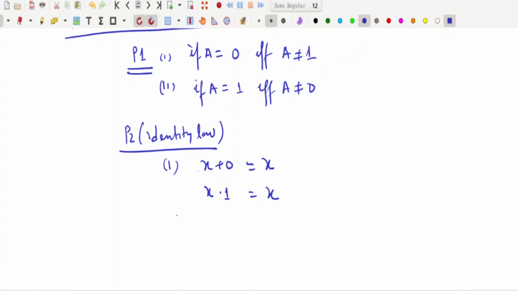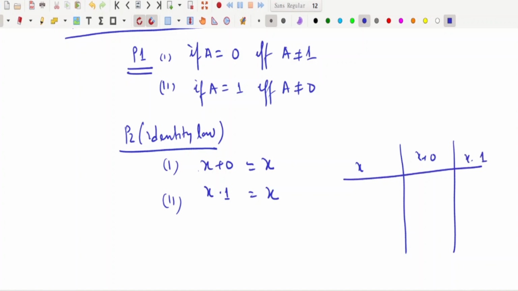When we add 0 with any Boolean variable, the result is that Boolean variable, and when we multiply 1 with any Boolean variable, the result is the same Boolean variable. We can also prove it by a truth table. What is X and what is the function? Suppose X plus 0 and X dot 1. What will be the value?